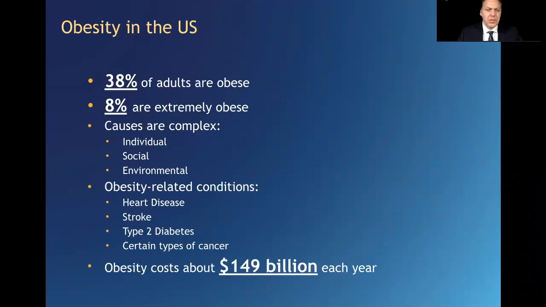So why is obesity a problem? Well, it causes obesity-related medical conditions, especially type 2 diabetes, heart disease, strokes, and even certain types of cancers as well. It is also very costly. It is calculated that obesity costs our nation more than $149 billion each year.